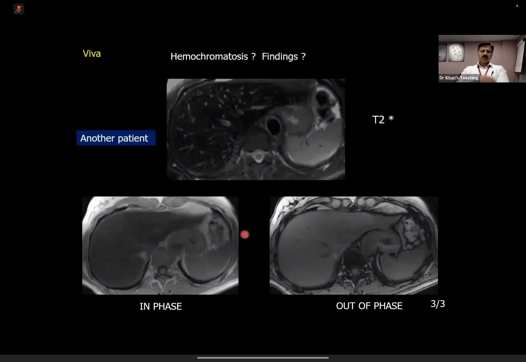This is another patient, and I have given you sequences. Can you describe the findings and the conclusion? Why, is it hemochromatosis or it's not hemochromatosis? T2 star demonstrates hypo-intense liver compared to the surrounding muscles, and the in-phase, out-phase is opposite to what I would see in a fatty liver, suggesting there is iron overload and in keeping with hemochromatosis.